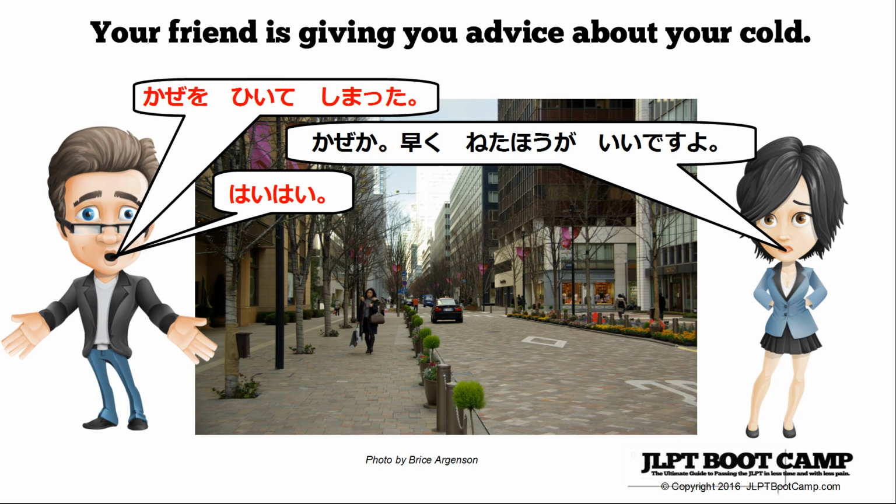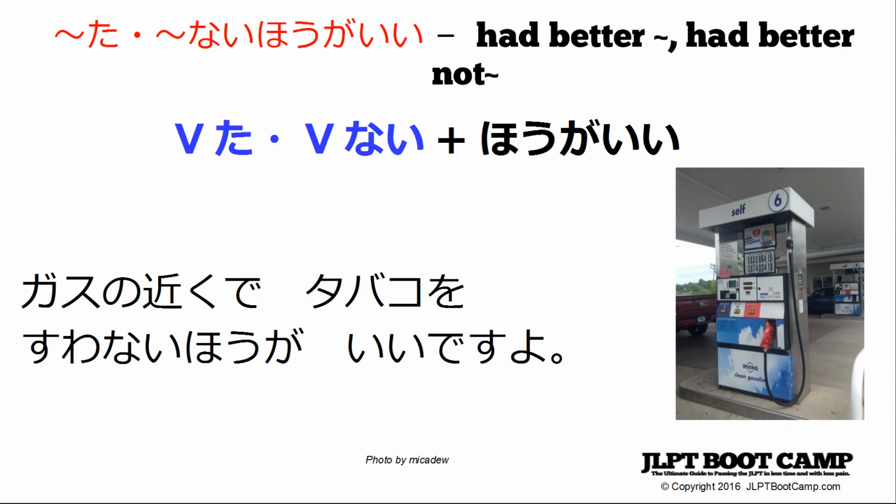It's often used even in casual situations to give some advice. You could drop the desu here to make it a little bit more casual though. And you respond hai, which is kind of an annoying way to say yeah, okay, I'll go do that. And your friend was using tahougaii, which is a way to give strong advice, had better or had better not.